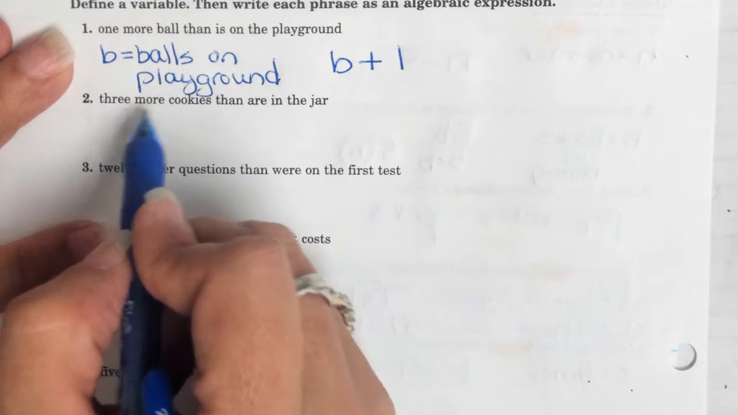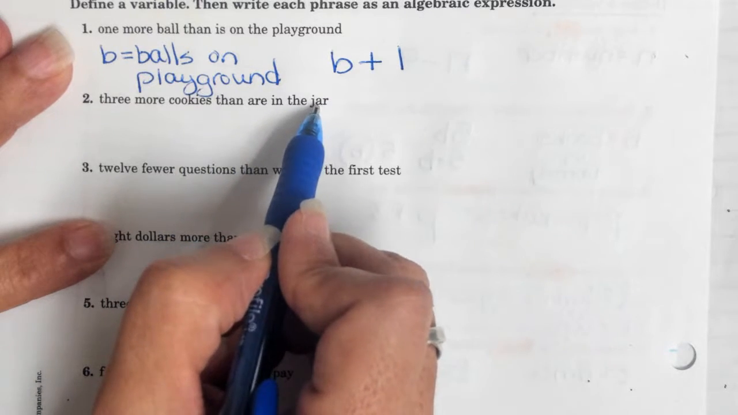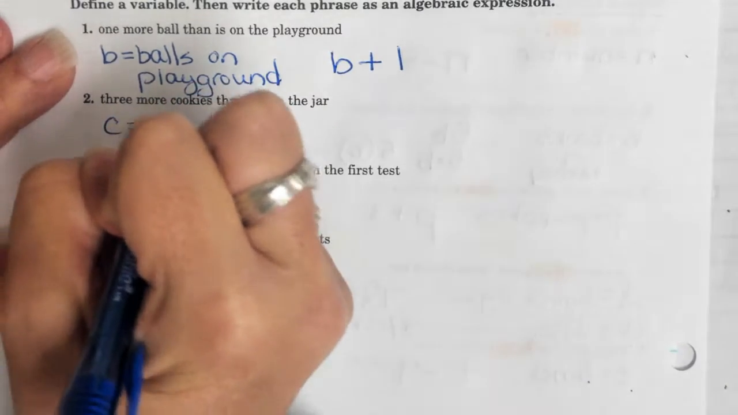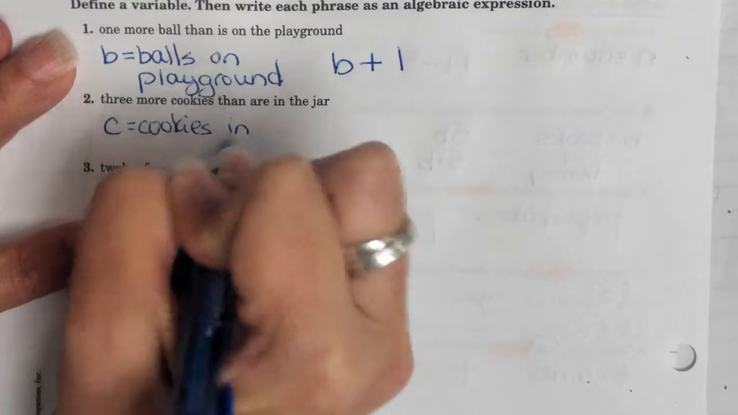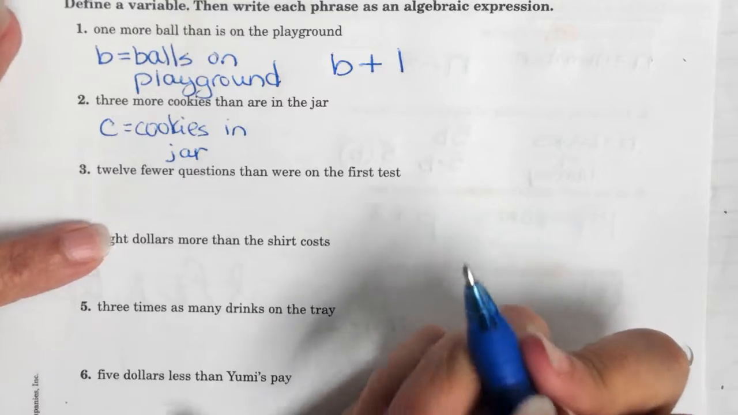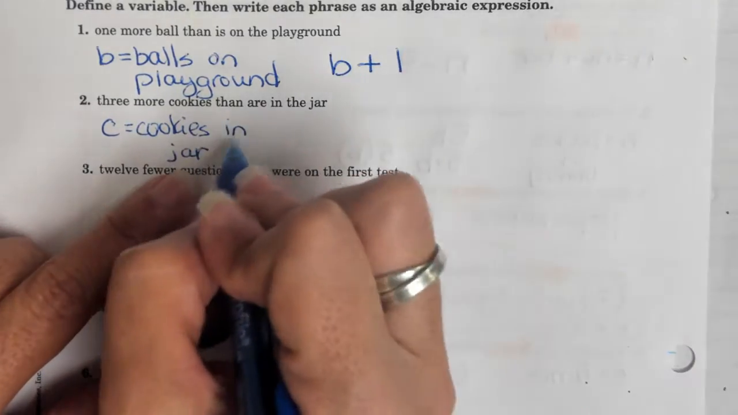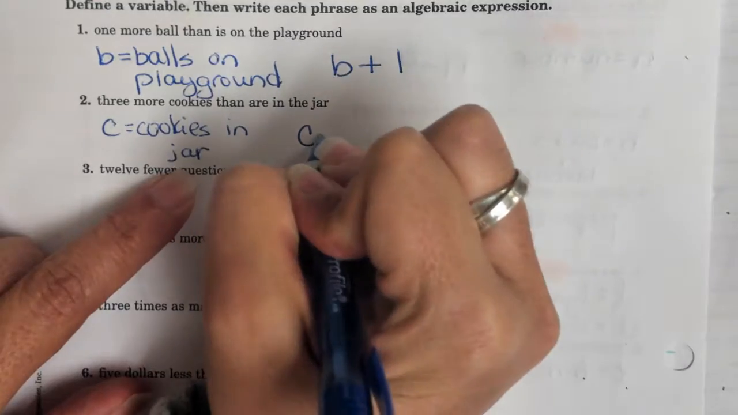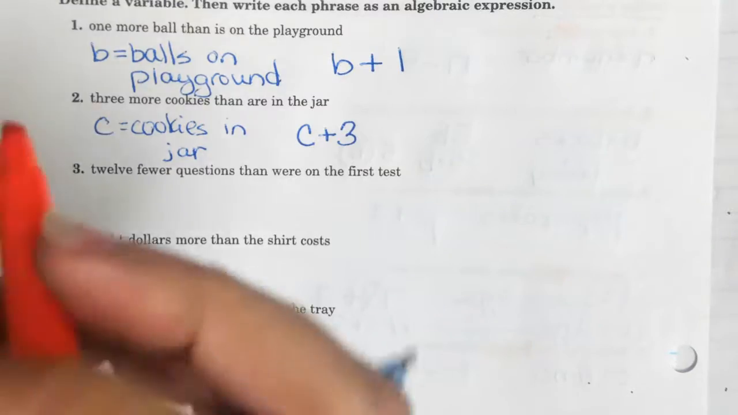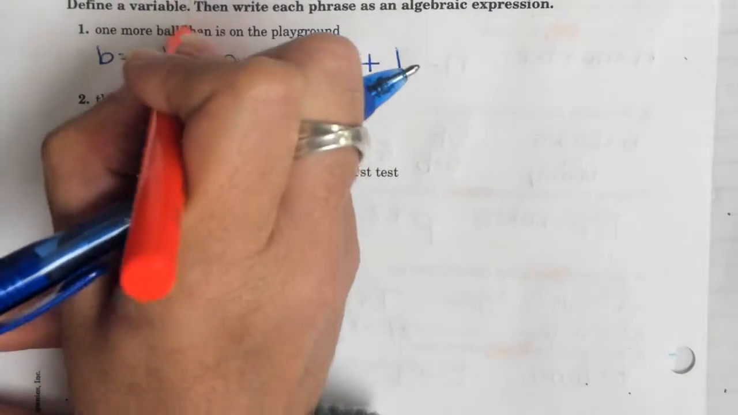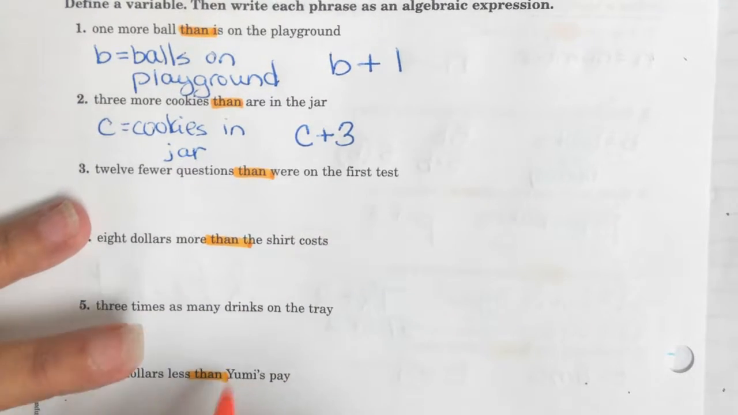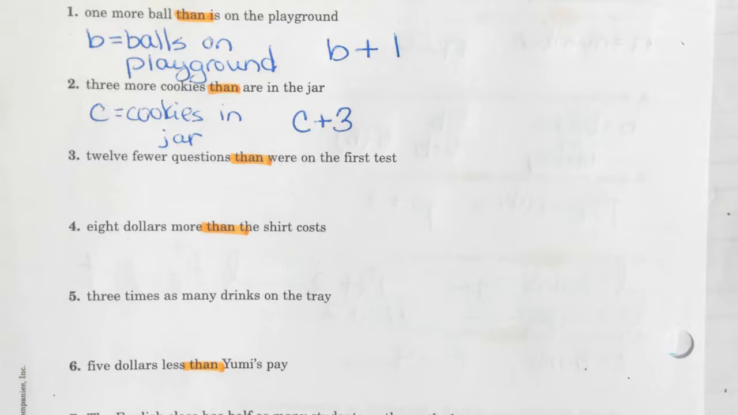Number 2 here. 3 more cookies than are in the jar. What do we not know? Cookies in the jar. You could put cookies. You could put cookies in jar. It's up to you. But we're starting with the cookies in the jar, and then we're adding 3. And those key words are in here. I just kind of quit highlighting them. And if you want to just pre-highlight them, you can. That's fine. It's up to you.